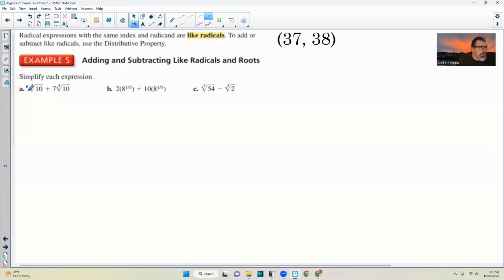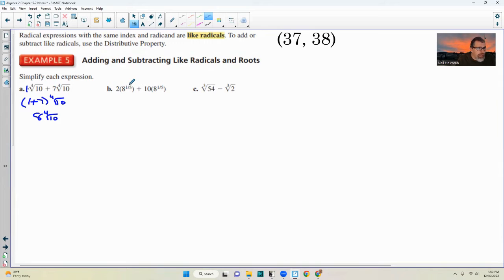So the first thing you want to do is remember that there's a 1 in front of that. So it's 1 times the fourth root of 10 plus 7 times the fourth root of 10. So it's 1 plus 7, and I'll put that in parentheses, times the fourth root of 10. And then that's 8 times the fourth root of 10. That's how you would do it right there.